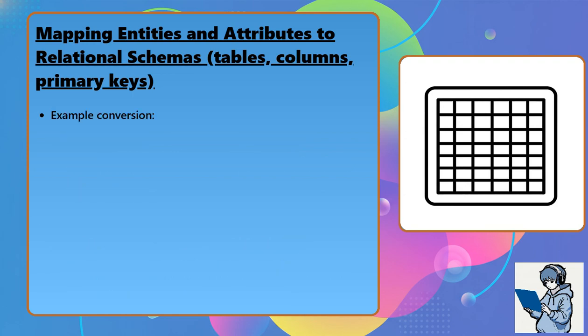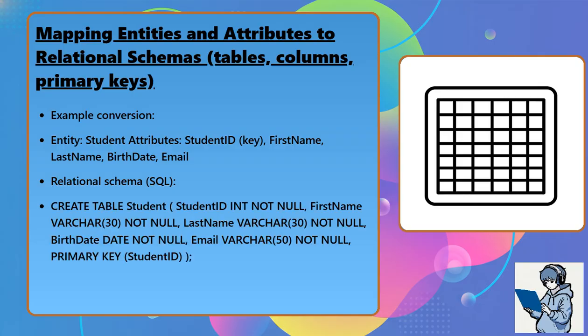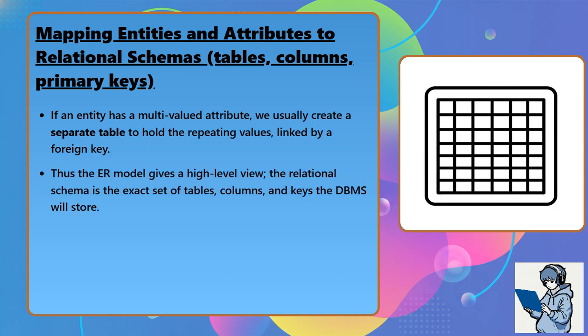Example conversion. Entity student, attributes student ID (key), first name, last name, birth date, email. Relational schema SQL. Create table student: student ID integer not null, first name varchar 30 not null, last name varchar 30 not null, birth date date not null, email varchar 50 not null, primary key student ID. If an entity has a multi-valued attribute, we usually create a separate table to hold the repeating values, linked by a foreign key. Thus, the ER model gives a high-level view. The relational schema is the exact set of tables, columns, and keys the DBMS will store.